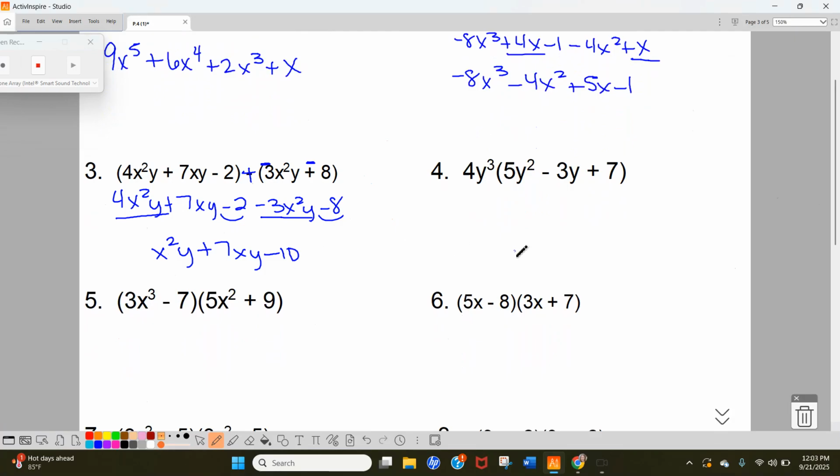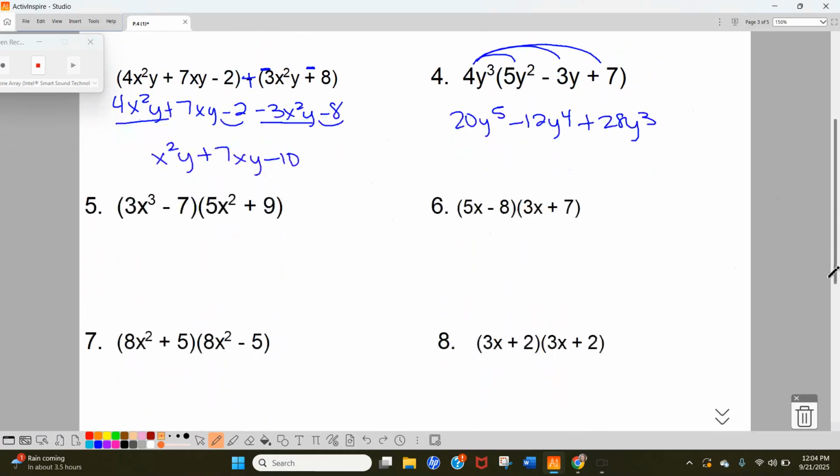All right, so when you're multiplying, when there's no plus or minus between a term and the parentheses or between the parentheses, you know you're multiplying, and you're going to multiply coefficients and add exponents. Multiply the big numbers, add the little numbers, however you want to think about it. So this would be 20y to the 5th. This would be negative 12y to the fourth, and then 28y to the third. So you're using that distributive property.